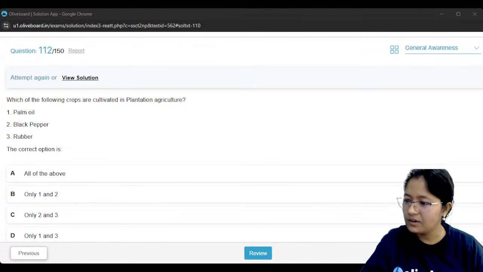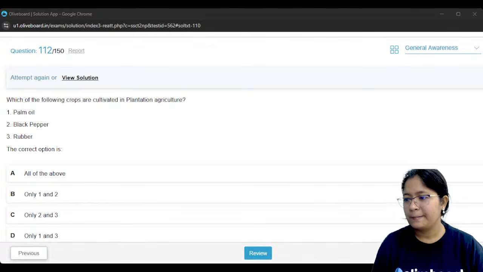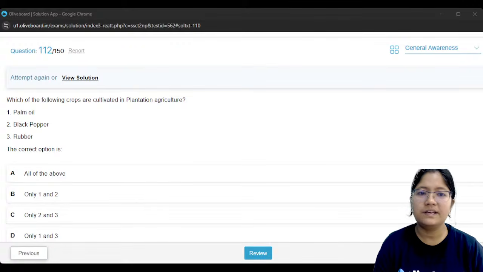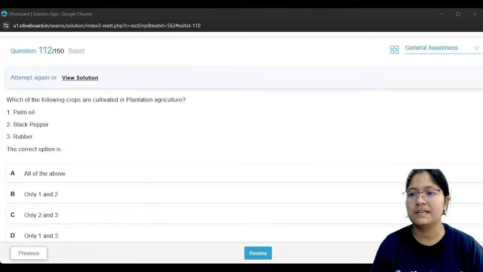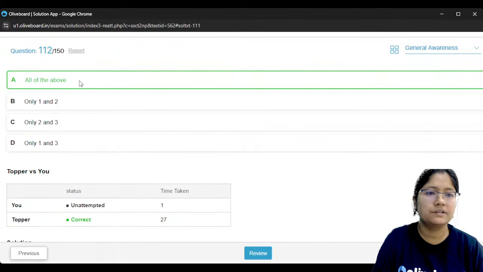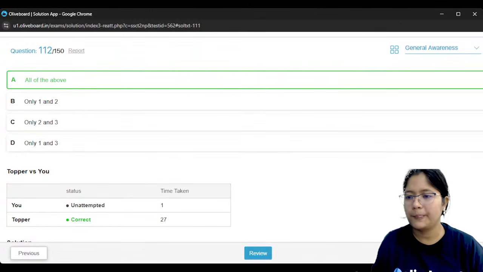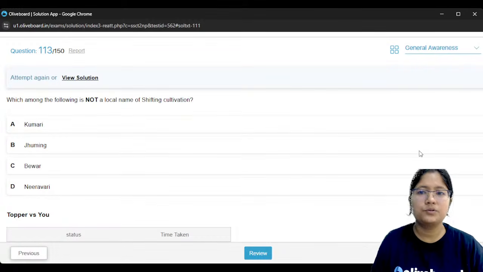Tell me, why you guys are not answering in the comment box. Answer something. So all these three are there, no? These are also there. All these are given in which option? These are given in all of the above, right? So let us view the solution. All of the above is the correct answer. Let us go to the next question.